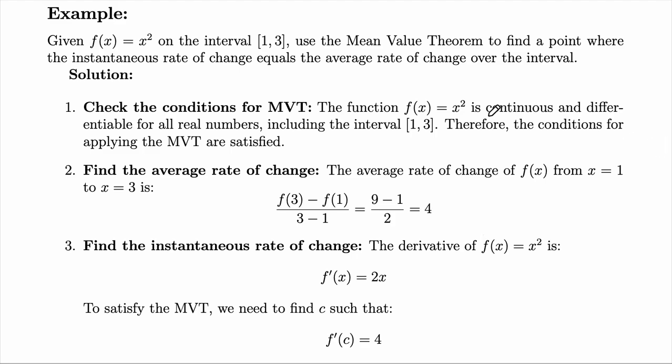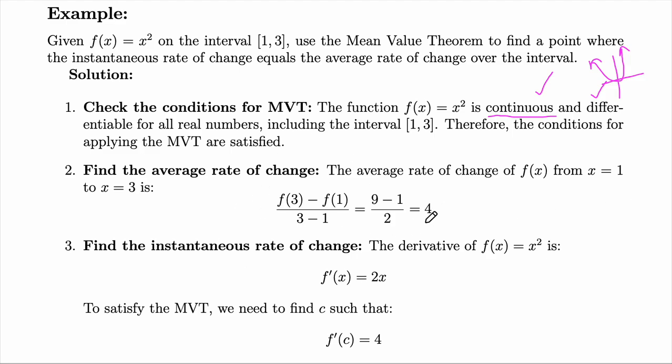Again, we have to make sure that it's both continuous and differentiable on our interval 1 to 3, which in this case we have x squared, which is just a basic parabola that looks something like that. And so we can confirm that it is both continuous and differentiable on our interval, which means we can use the MVT. So second step is we're going to find the average rate of change.